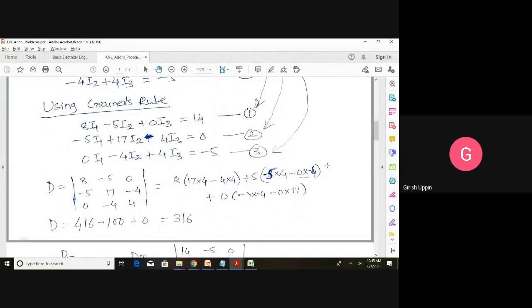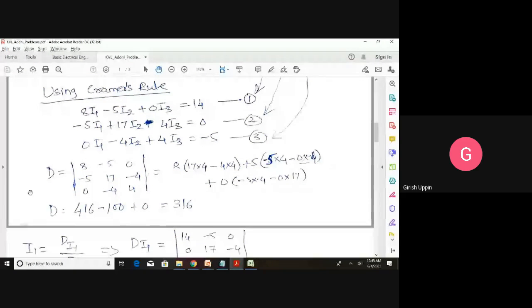Now I will find the D value here using all the coefficients. 8, minus 5, 0; minus 5, 17, minus 4; 0, minus 4, plus 4. So whatever equation I told you, I have used that. By using this, I get a value of 316.